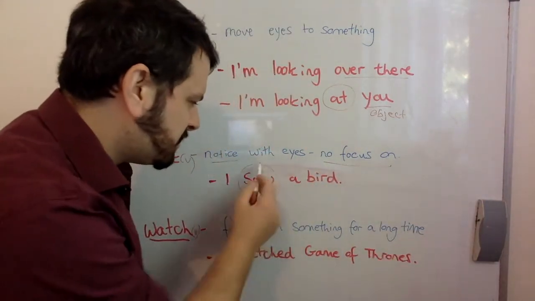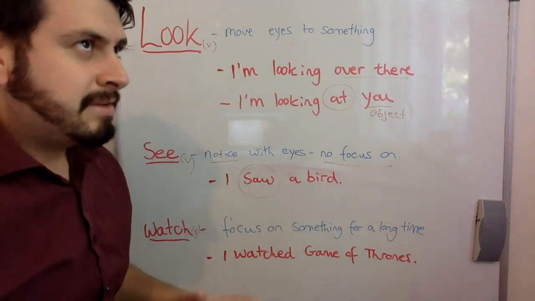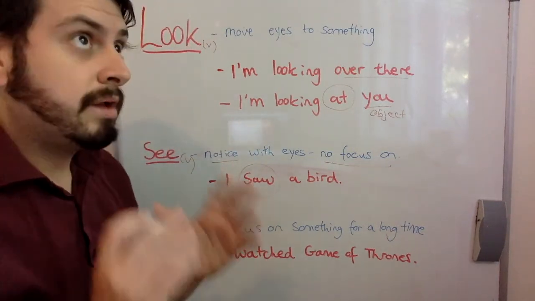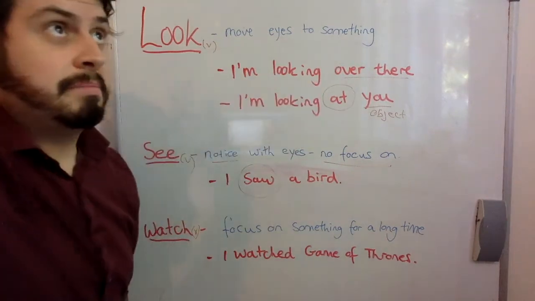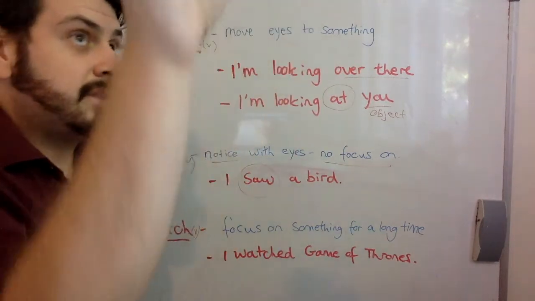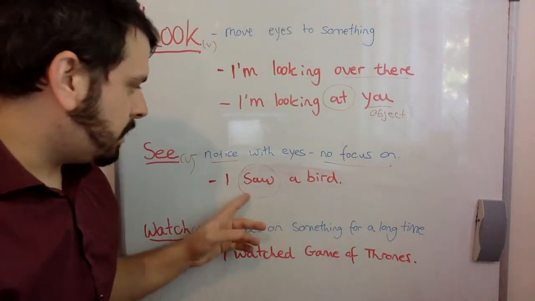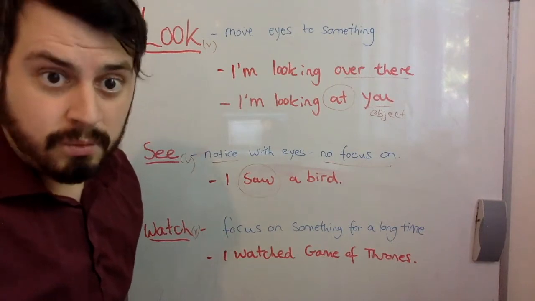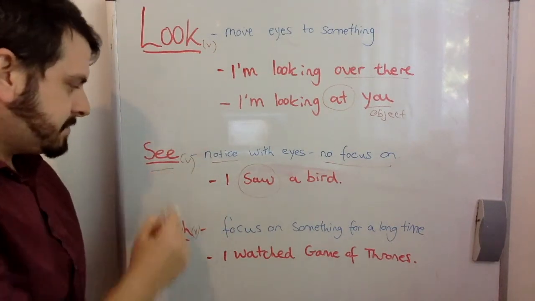So when someone says, I saw a bird, it's not that they were looking for it or they were watching for it, it just maybe a bird flew by and they just noticed it. And that's why we might use I saw a bird and the verb see.